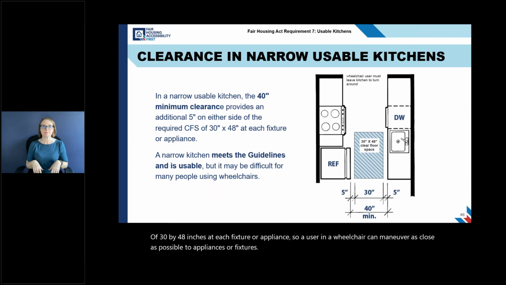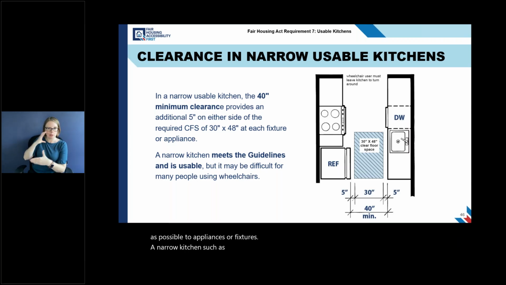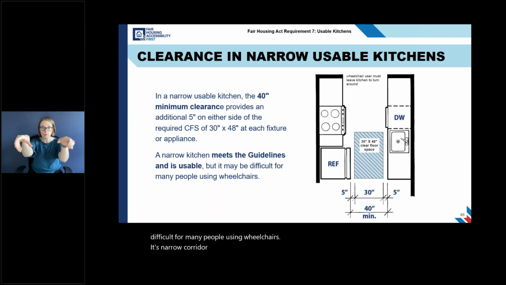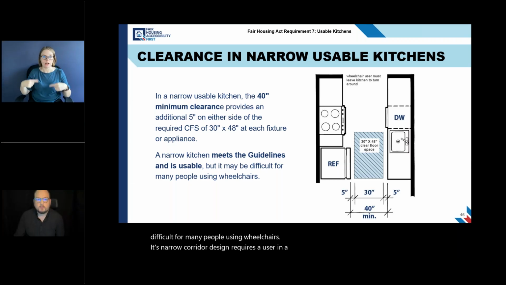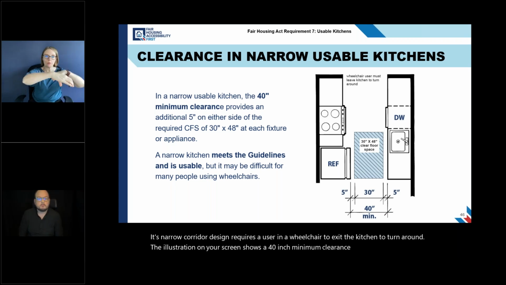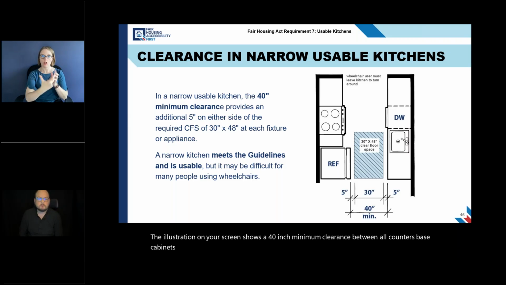A narrow kitchen, such as the one shown, meets the guidelines and is usable, but it may be difficult for many people using wheelchairs. Its narrow corridor design requires a user in a wheelchair to exit the kitchen to turn around. The illustration on your screen shows a 40-inch minimum clearance between all counters, base cabinets, appliances, and walls.